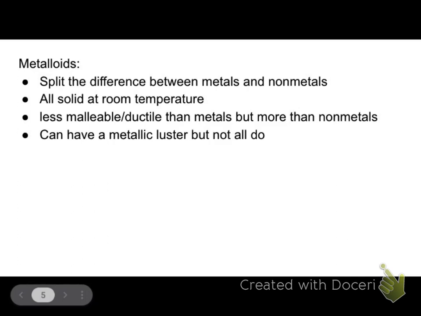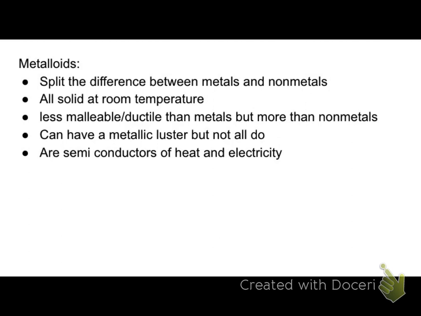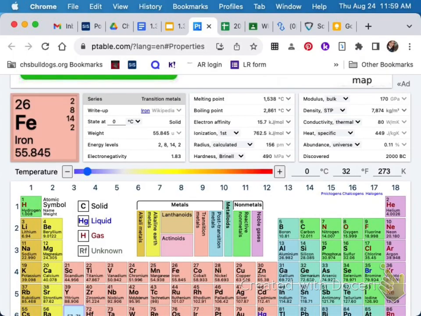And they can have a sort of shiny metallic luster like a metal, but not all of them do. And they are what we call semiconductors of heat and electricity. So they do conduct heat and electricity, but they just don't necessarily do it very well. So again, bridging that gap between the metals, nonmetals, or the metalloids. The last thing I want to talk about on the periodic table is this piece right here.